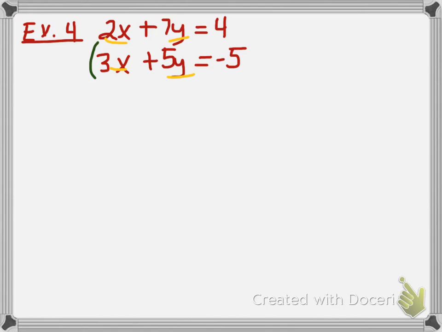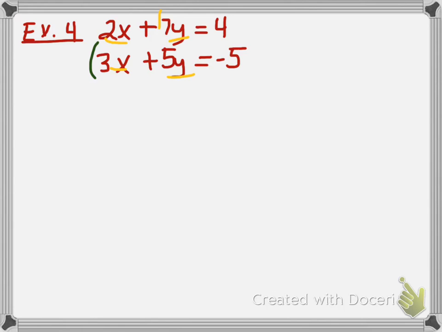Now, when I look at 2 and 3, what is the smallest multiple they both multiply to? Well, 2 could become a 6, and 3 can also become a 6. So both 2 and 3 could become a 6. But when we look at 7 and 5, the only multiple that they have in common, the smallest one, would be 35. Now the question would be, would you rather work with a 6 or a 35? Hopefully you're saying the 6.